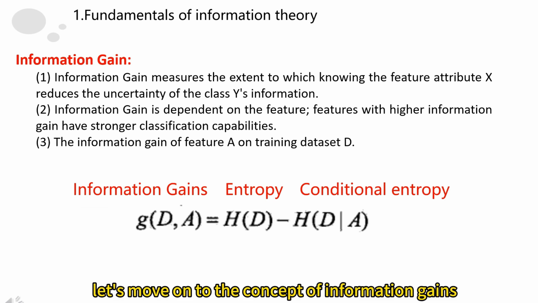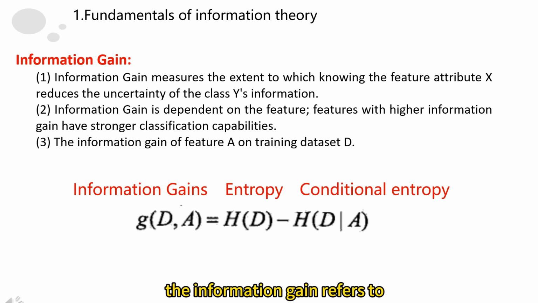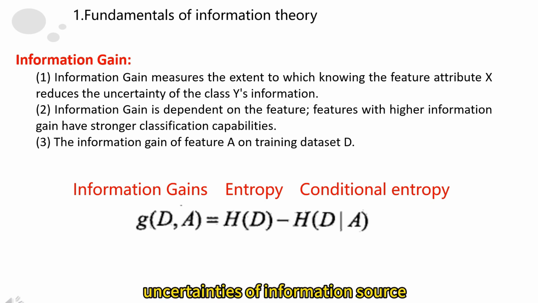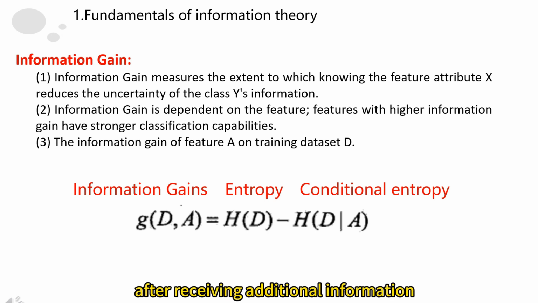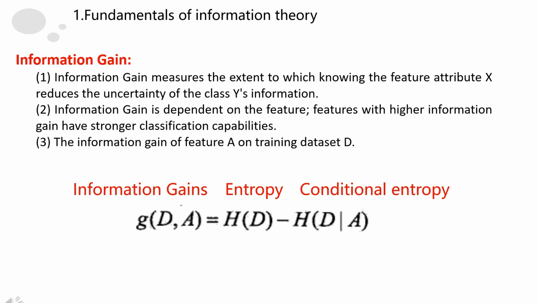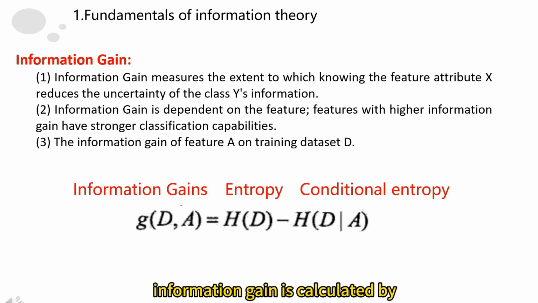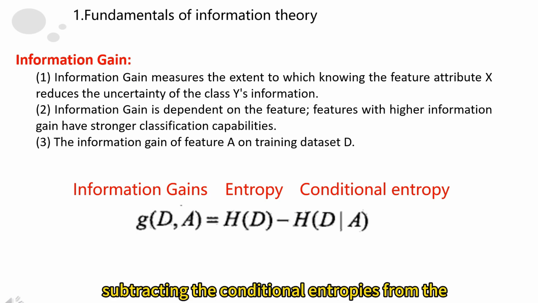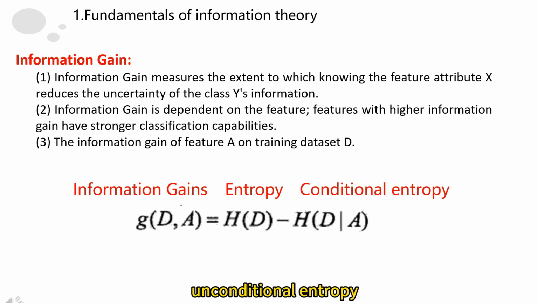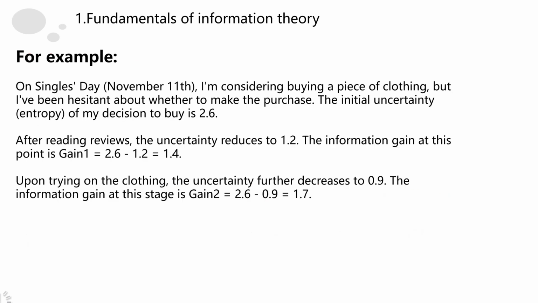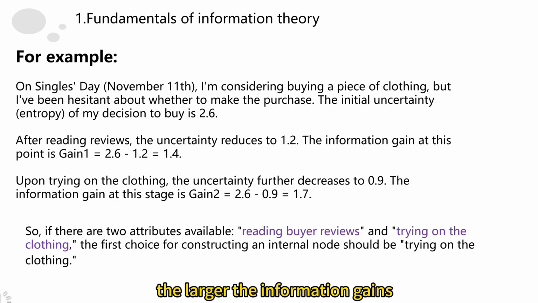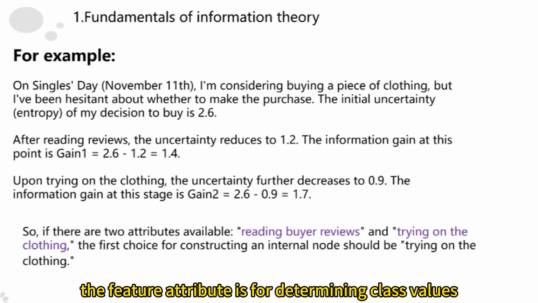Let's move on to the concept of information gain. Information gain refers to the reduction in uncertainty of the information source after receiving additional information. Information gain is calculated by subtracting the conditional entropy from the unconditional entropy. The larger the information gain, the more favorable the feature attribute is for determining class values.